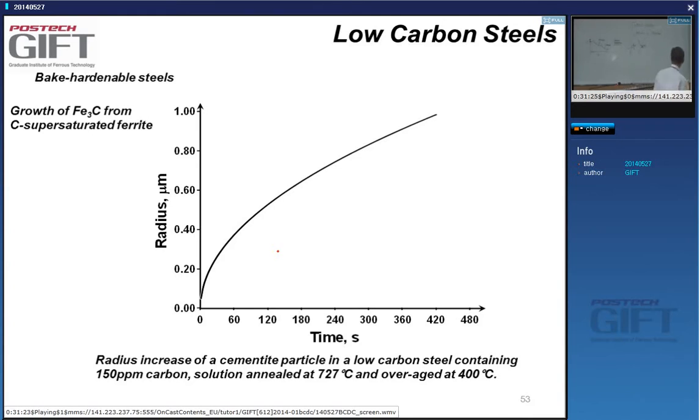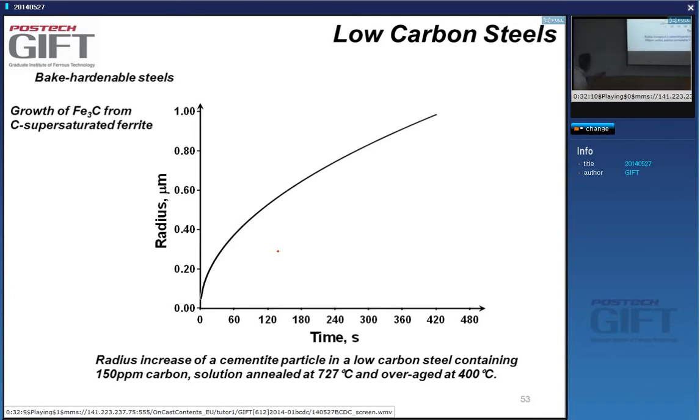Because a bake hardening steel, when you use a normal low carbon steel, yes. Normal aluminum killed low carbon steel, and you want to make a bake hardening steel out of this one, yes? Remember, the carbon content here will be 200 to 400 ppm, yes? Very large, yes? And so the way we work is by precipitating, yes? You precipitate most of this carbon, yes, during what's called the overaging. Remember the overaging?